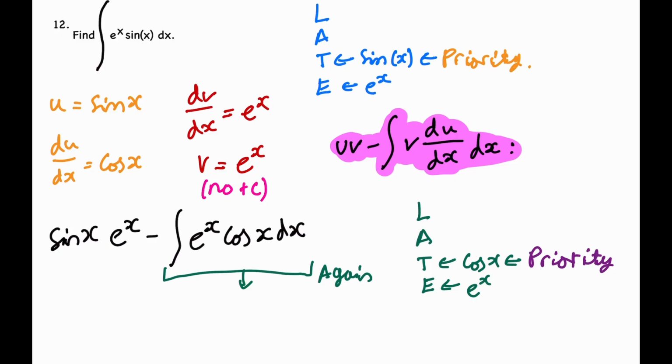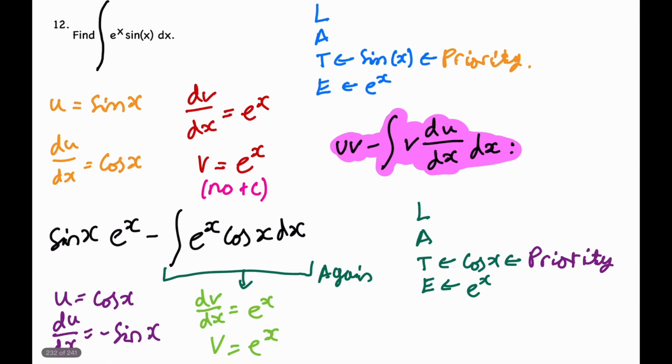So you do your LATE, and then your trigonometric function is your cos x, and your exponential is your e to the x, just like before. So your cos x gets the priority for u again. So your u is equal to cos x, your dv over dx is equal to e to the x. And du over dx, when you differentiate cos, you get minus sine. And when you integrate the e to the x, you're just going to get e to the x again.